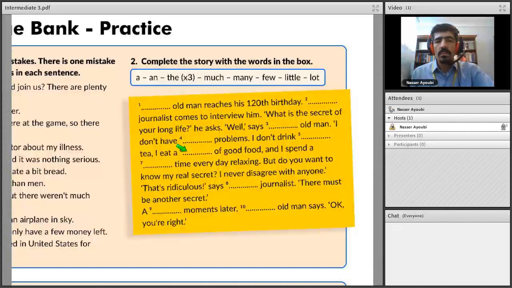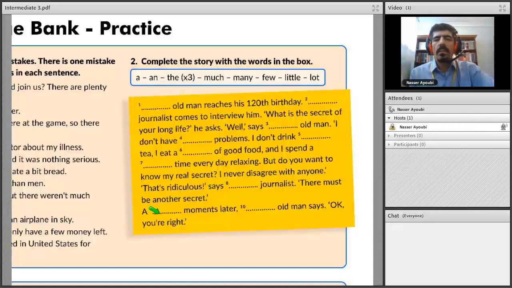Little sounds correct here, but do you know, number 7 is a little. But do you want to know my real secret? I never disagree with anyone. That's ridiculous, says the journalist. There must be another secret.